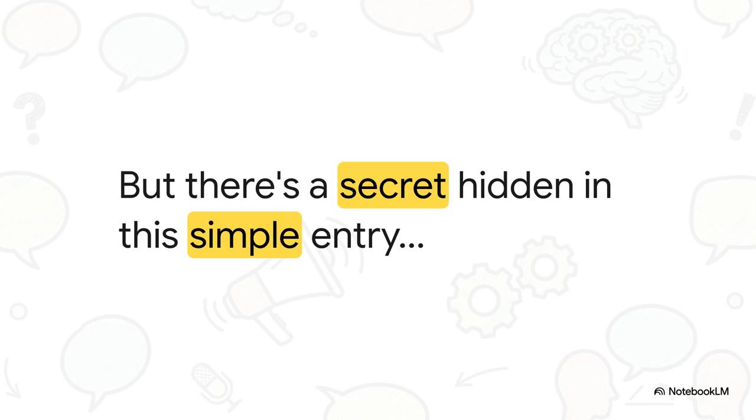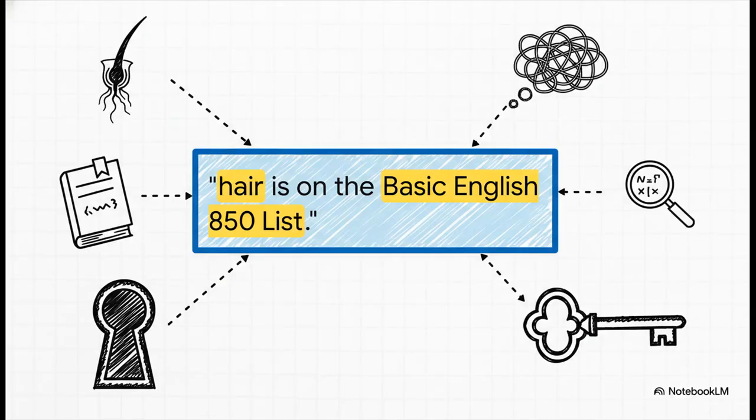But here's the thing. This isn't an accident. It's not just a coincidence that this entry is so perfectly clear. There's a whole system working behind the scenes here, kind of hidden in plain sight. And this is the key. This one little line from the source page tells you everything. Hair is on the Basic English 850 list.